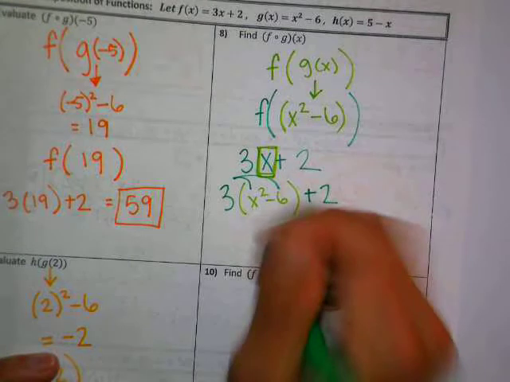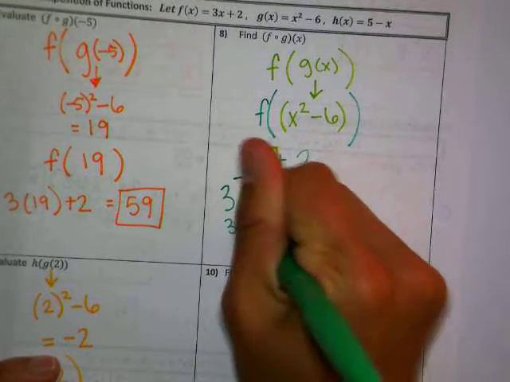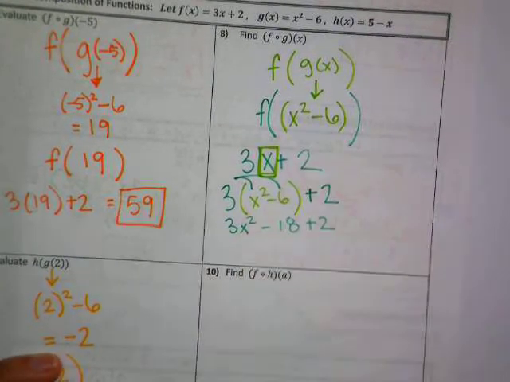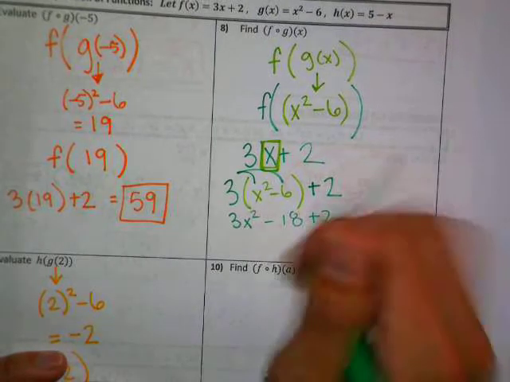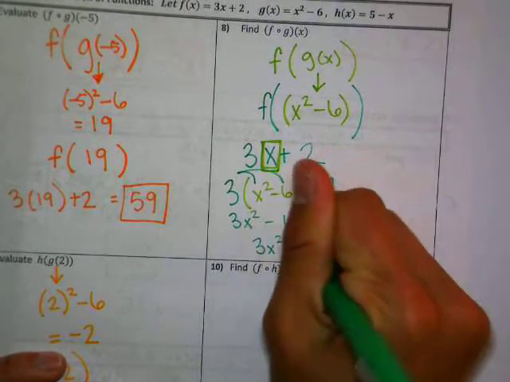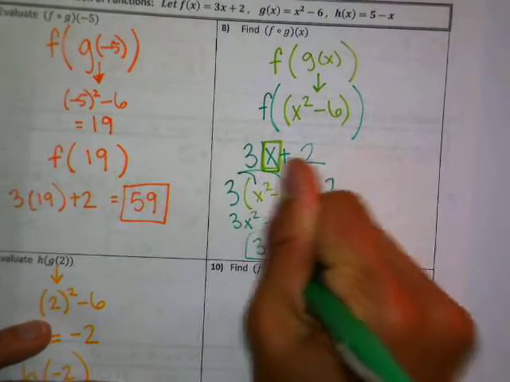So you're going to distribute the 3: 3x squared minus 18, plus 2. Combine like terms: 3x squared minus 16. That's as far as you can go.